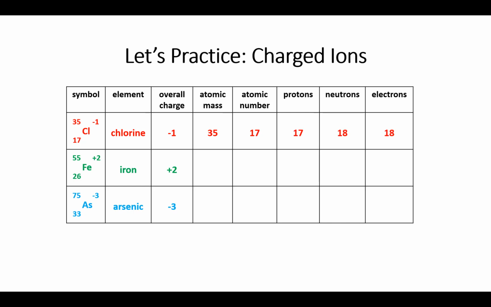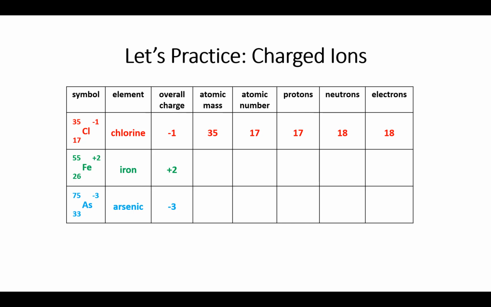The protons should always match up with the atomic number because that can't change. Neutrons we can figure out by taking the mass minus the protons. And finally, if it's a -1, that means we gained 1 electron. We have 18, whereas a neutral atom would have only had 17. So we gained a -1 charge.